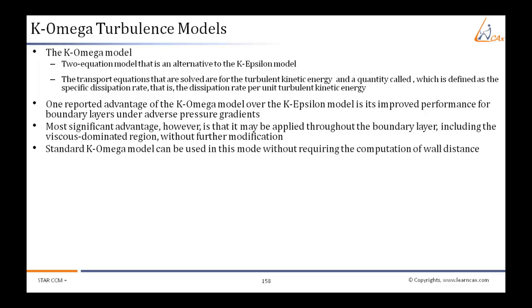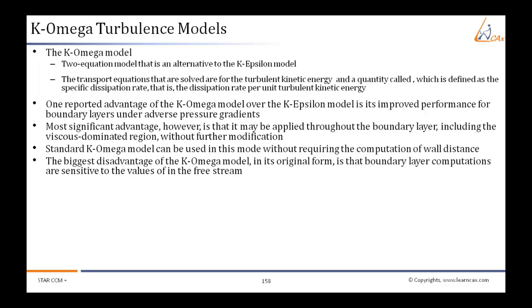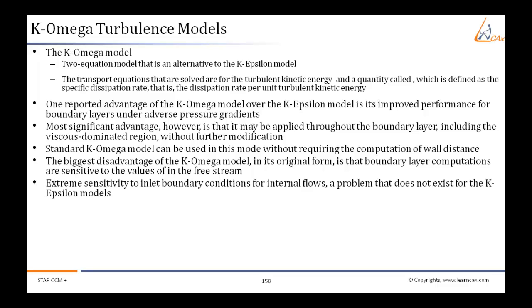The biggest disadvantage of the K-omega model in its original form is that boundary layer computations are sensitive to the values of omega in the free stream. This means it is sensitive to inlet boundary conditions for internal flows.